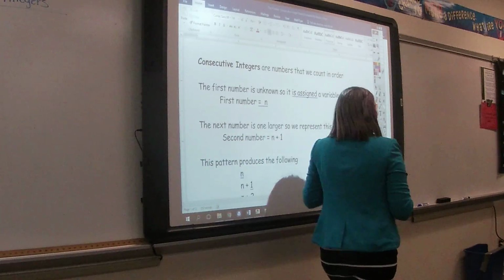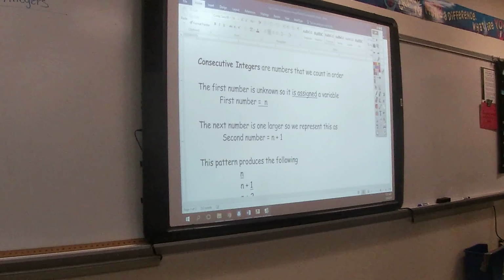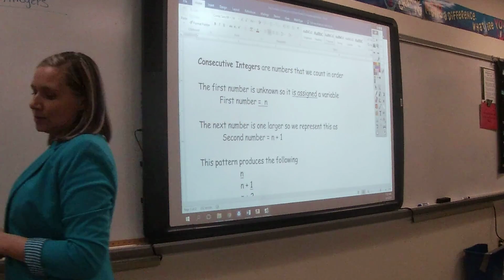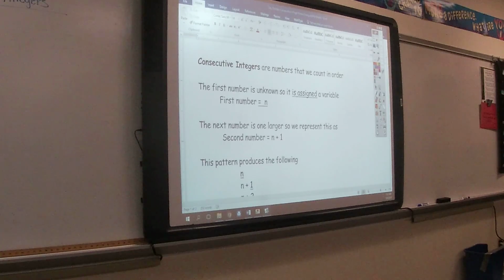The next number, so what would be consecutive to 4? 5. What would be consecutive to 7? 8. What would be consecutive to -1? 0. So how far apart are those numbers? 1, right? They're always one larger. So the next consecutive integer would be 1 more.